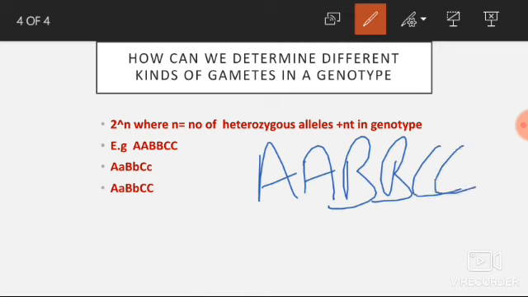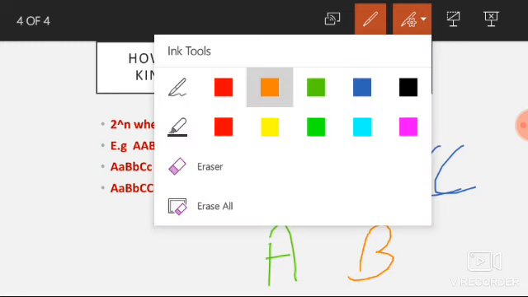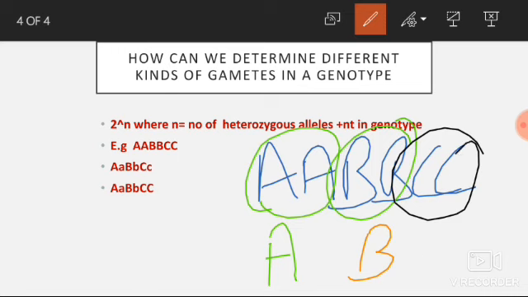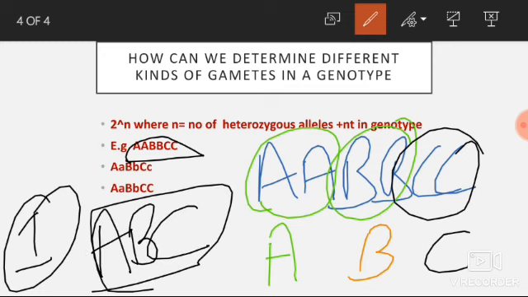As we had already discussed, in the homozygous condition only one gamete is formed. So here only A will be formed, here B will be formed, and here C will be formed. So only one gamete is formed in this case, that is capital A, capital B and capital C. If all the alleles are in homozygous dominant condition, then only one type of gamete is formed, that is this.